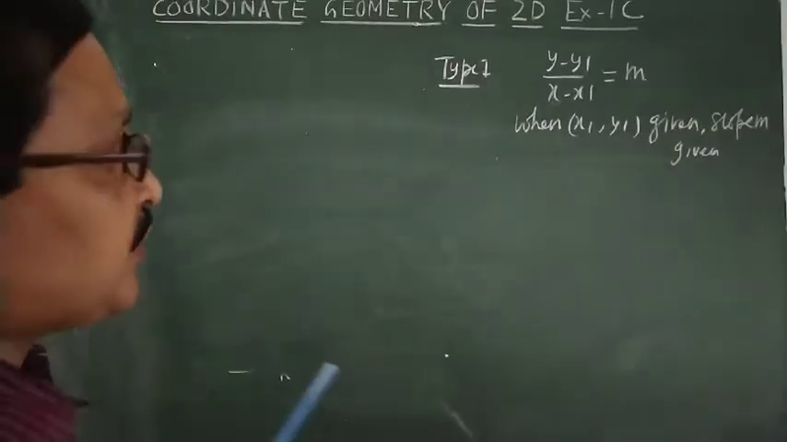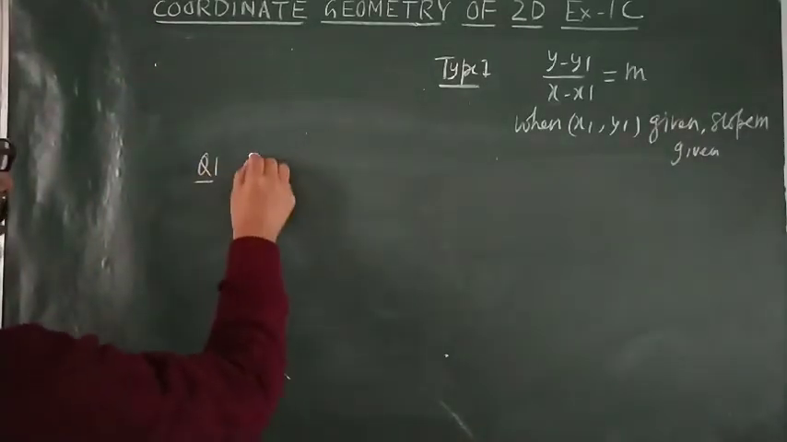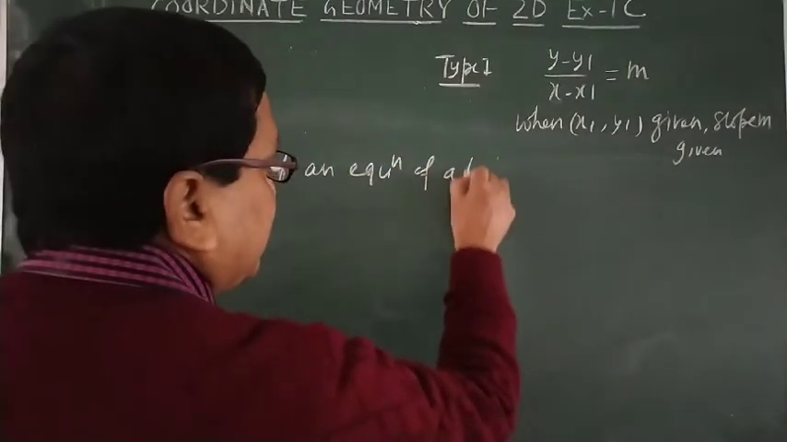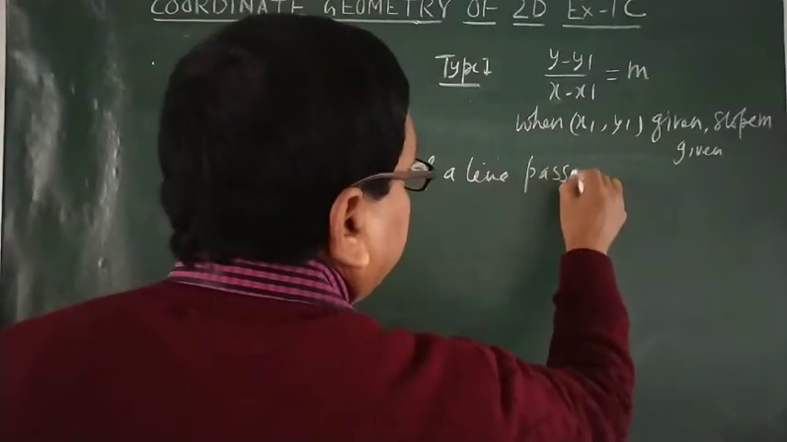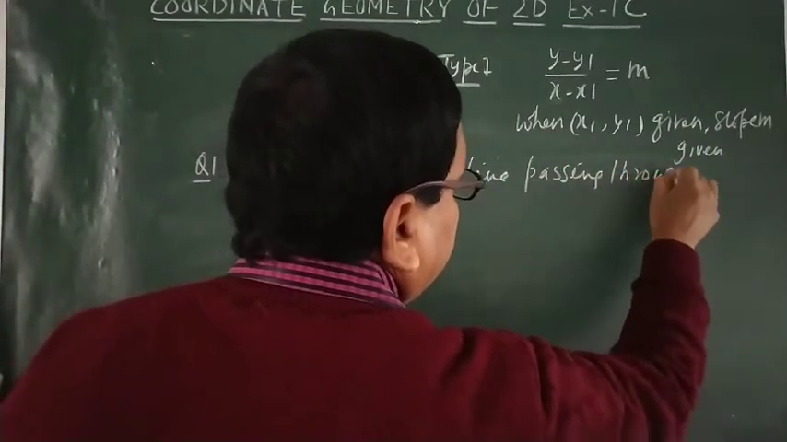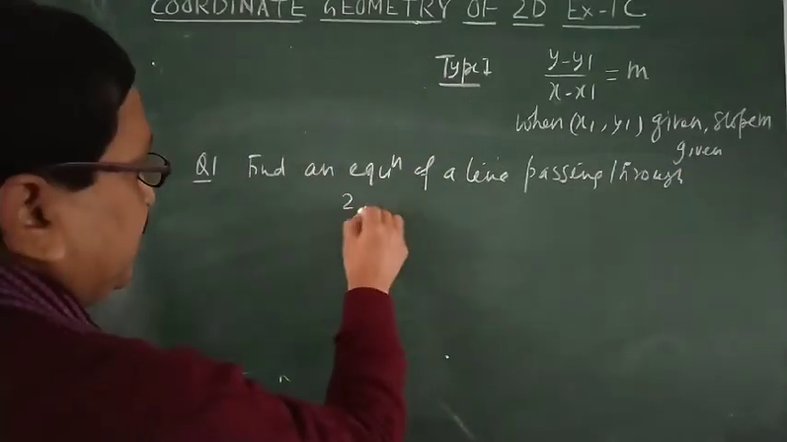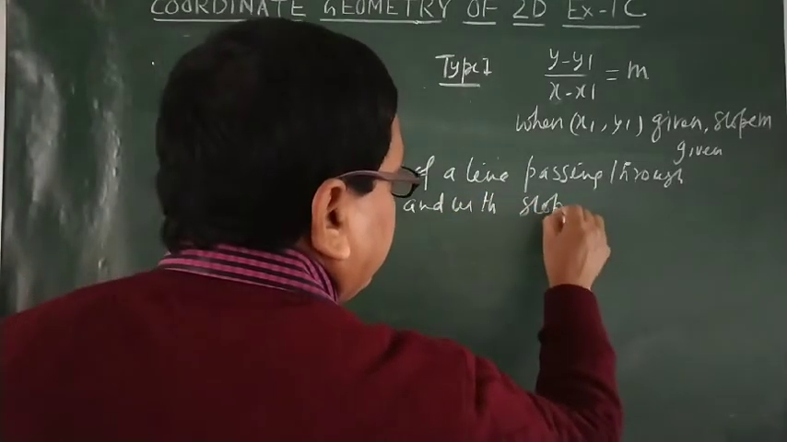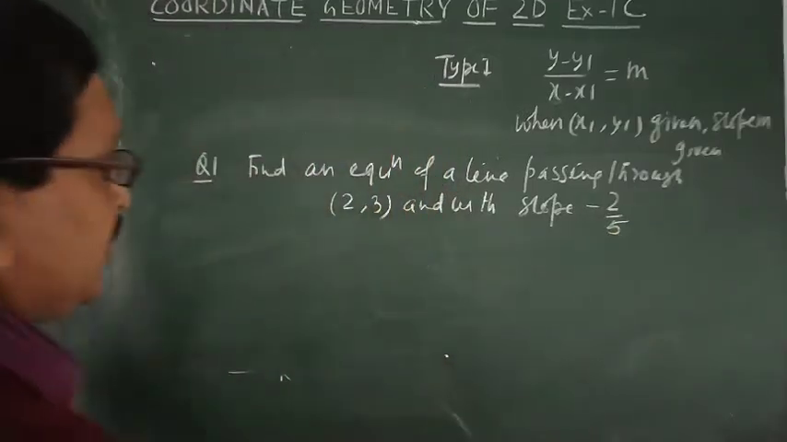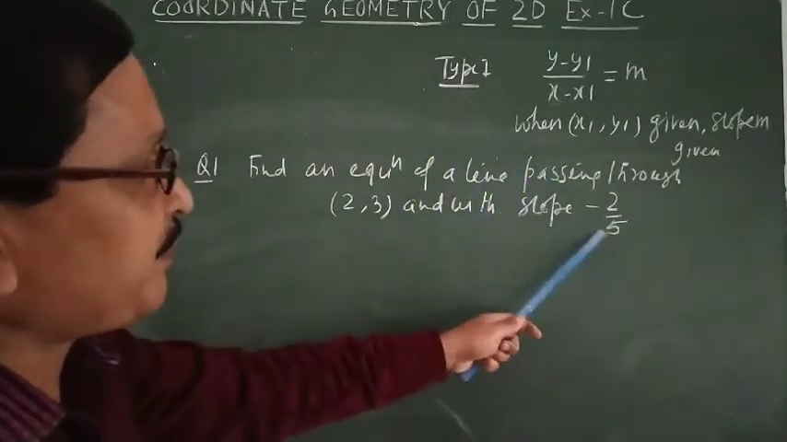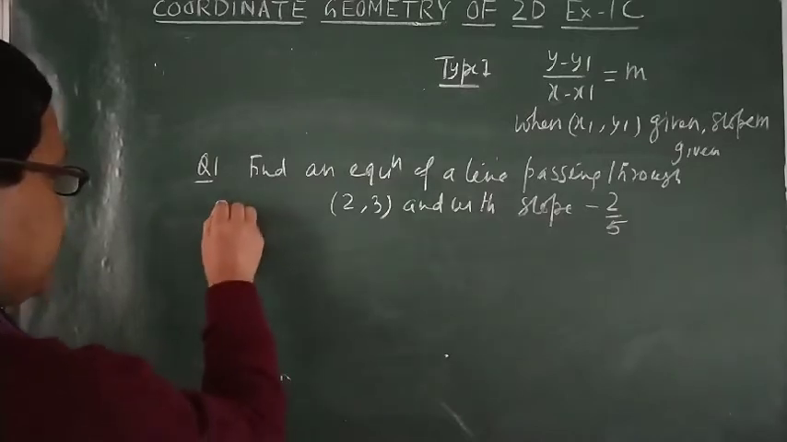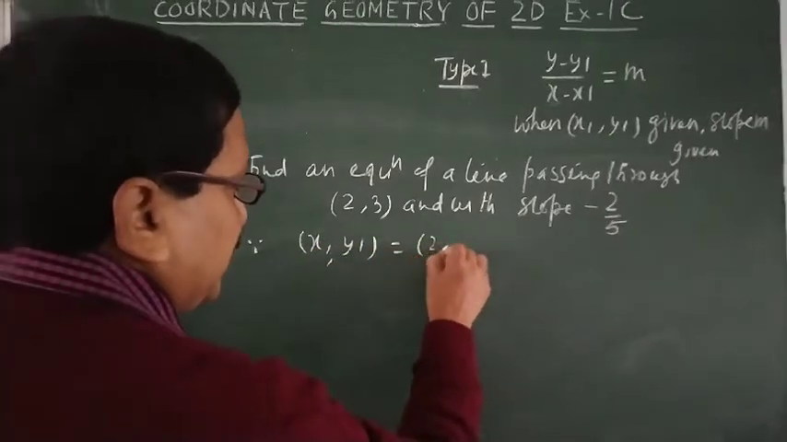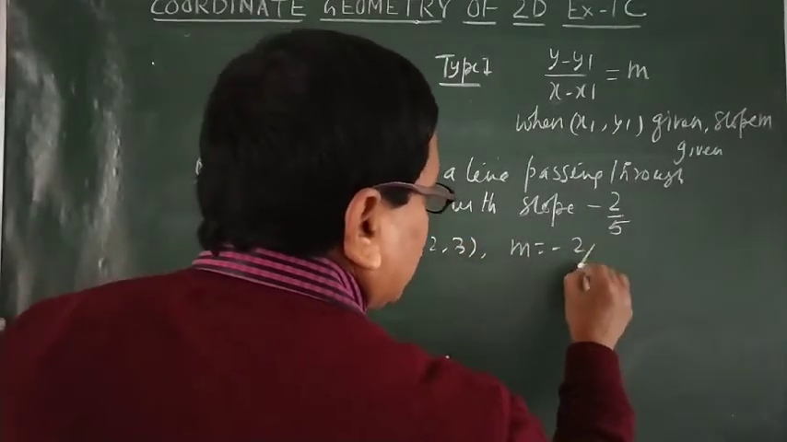Now the related problem on type 1, question number 1. Find the equation of a line passing through (2, 3) and with slope minus 2 by 5. Now clearly (x1, y1) is (2, 3) and the slope m is minus 2 by 5.